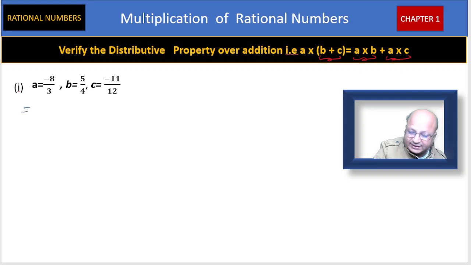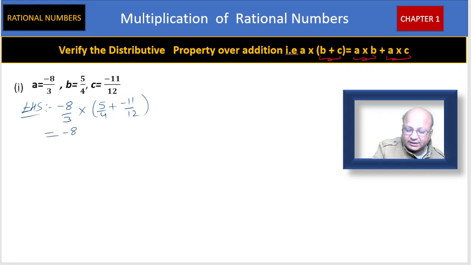So A is equal to, let's take left hand side first so that it will be easy. Minus 8 upon 3 multiply by 5 upon 4 plus minus 11 upon 12. So equal to minus 8 upon 3 multiply by, let's solve the bracket first. So LCM between 4 and 12 is 12. So 5 upon 4 multiply by 3 divide by 3 plus minus 11 upon 12 as it is.